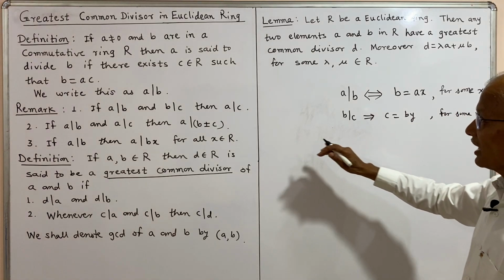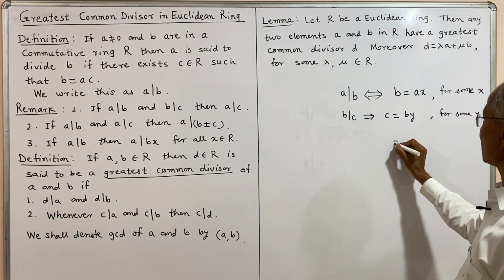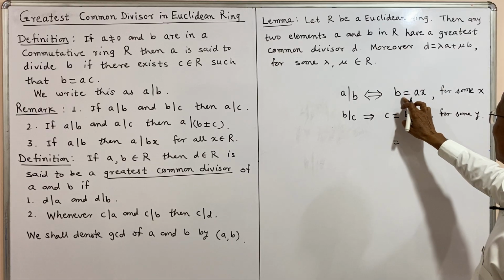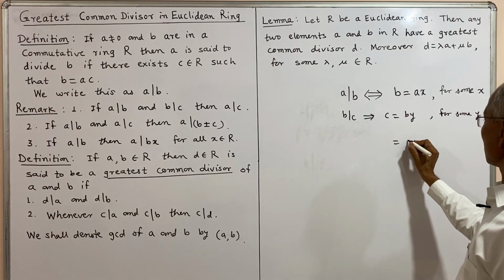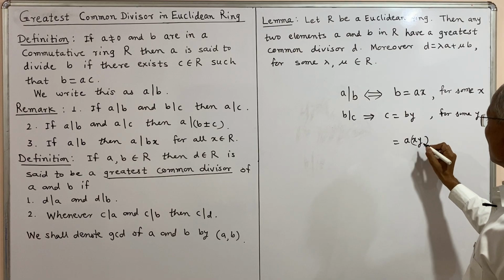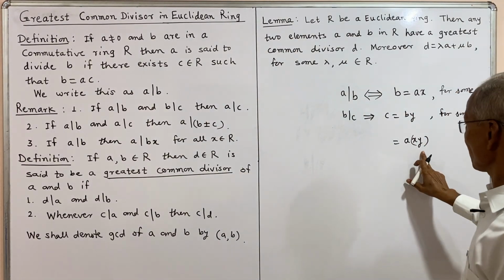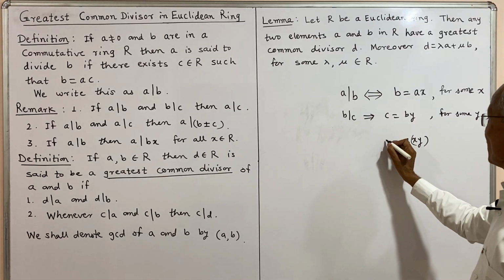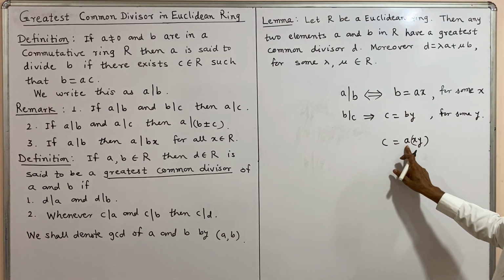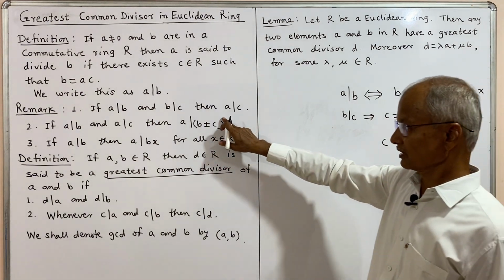And from this we can write C is a multiple of A, because this C can be written as B into Y, where B is AX. So therefore it is A into X into Y. X into Y is an element of R by closure property, and therefore C becomes a multiple of A, or A is a divisor of C. That is the first result.